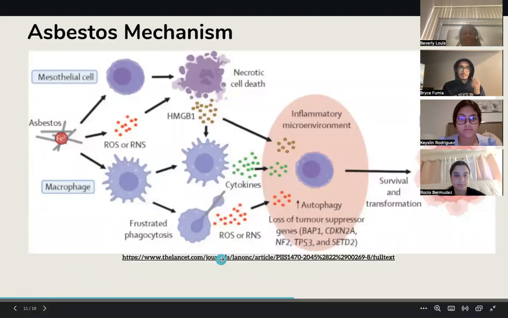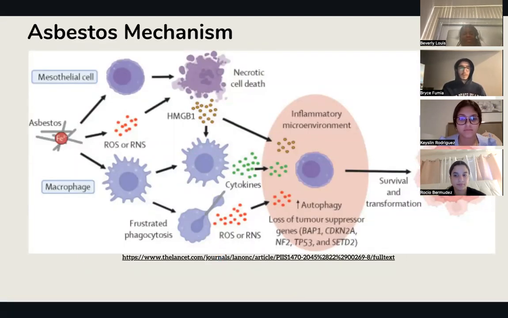Okay, here we have the mechanism. We have the asbestos, which also goes to the mesothelial cell, which leads to the cell death. Then we also have on the bottom the ROS and the RNS, which are free radicals, which also lead to the cell death. And then we also have the macrophage, which all are connected together.